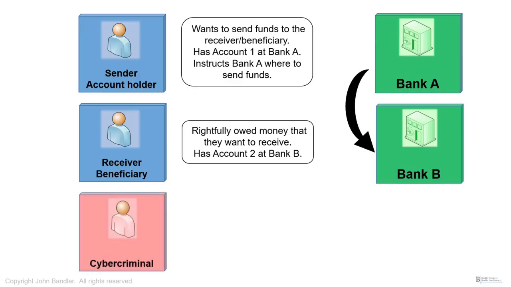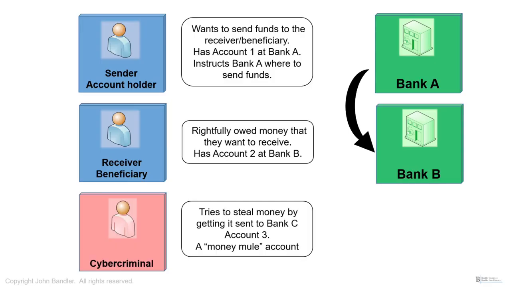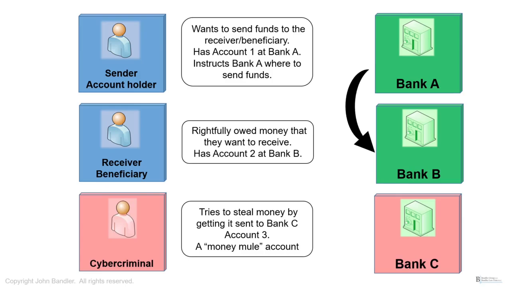But of course, we have cyber criminals. They are trying to steal money, and in this fraud, they are trying to get the money to go from Bank A to this account 3 at Bank C. Now, cyber criminals divide their tasks. So they might use what's called a money mule account. They might hire someone to open up an account to receive that initial payment of funds and then forward the funds along. So I would call that person who opens that account and forwards the funds a money mule.